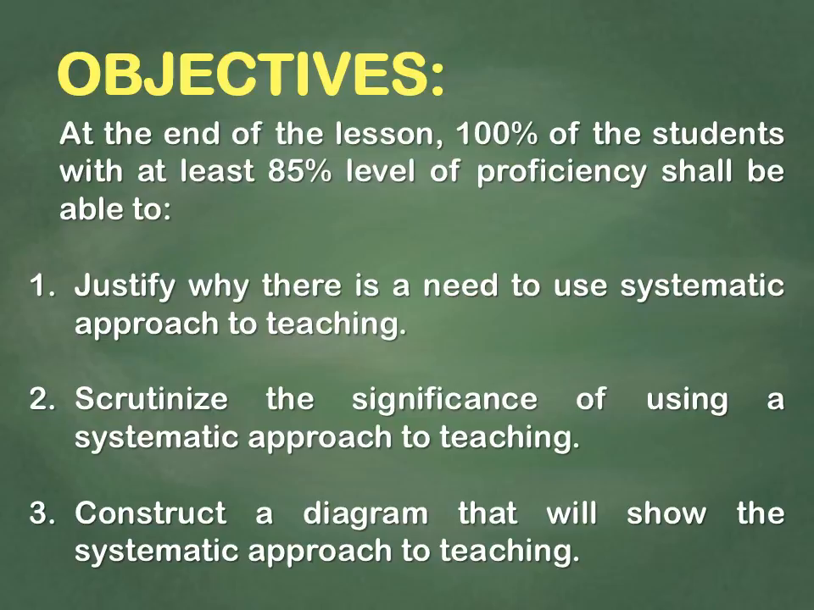At the end of the lesson, 100% of the students with at least 85% level of proficiency shall be able to: first, justify why there is a need to use systematic approach to teaching. Second, scrutinize the significance of using a systematic approach to teaching. Third, construct a diagram that will show the systematic approach to teaching.